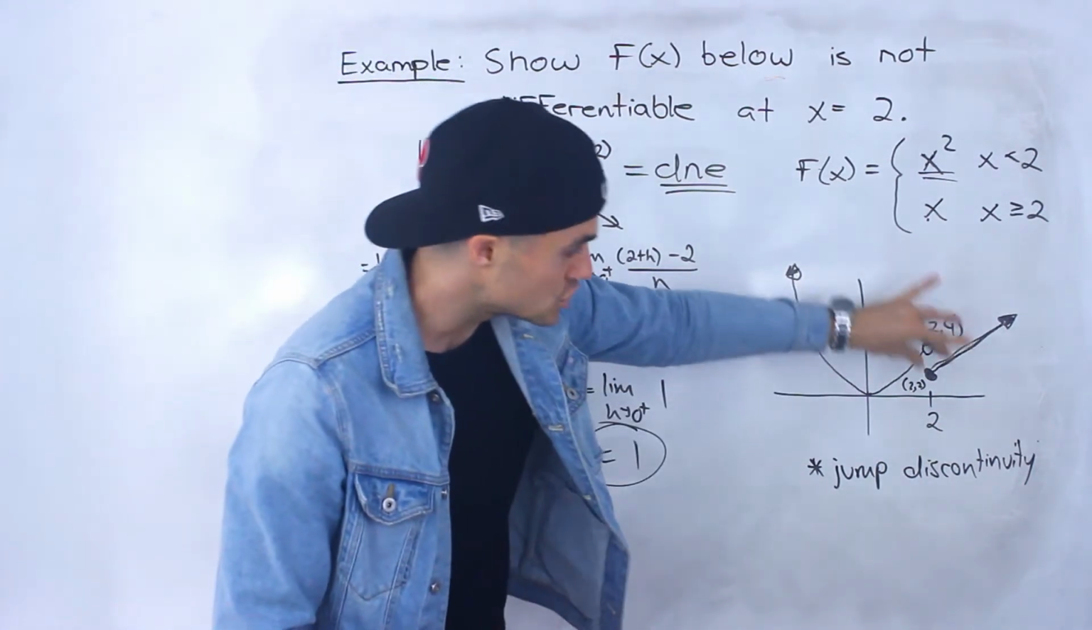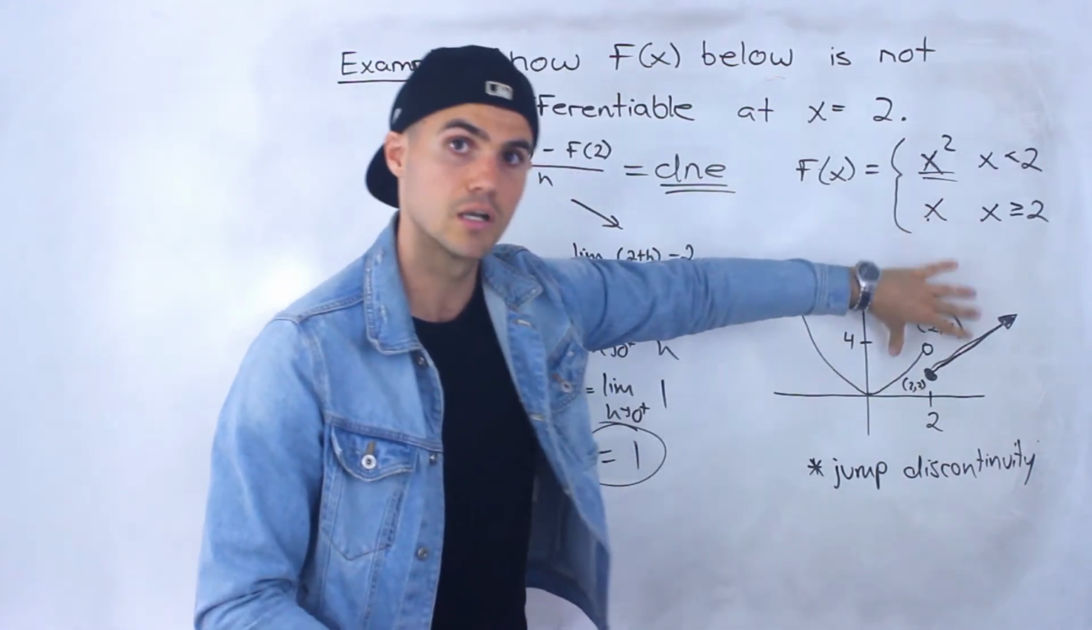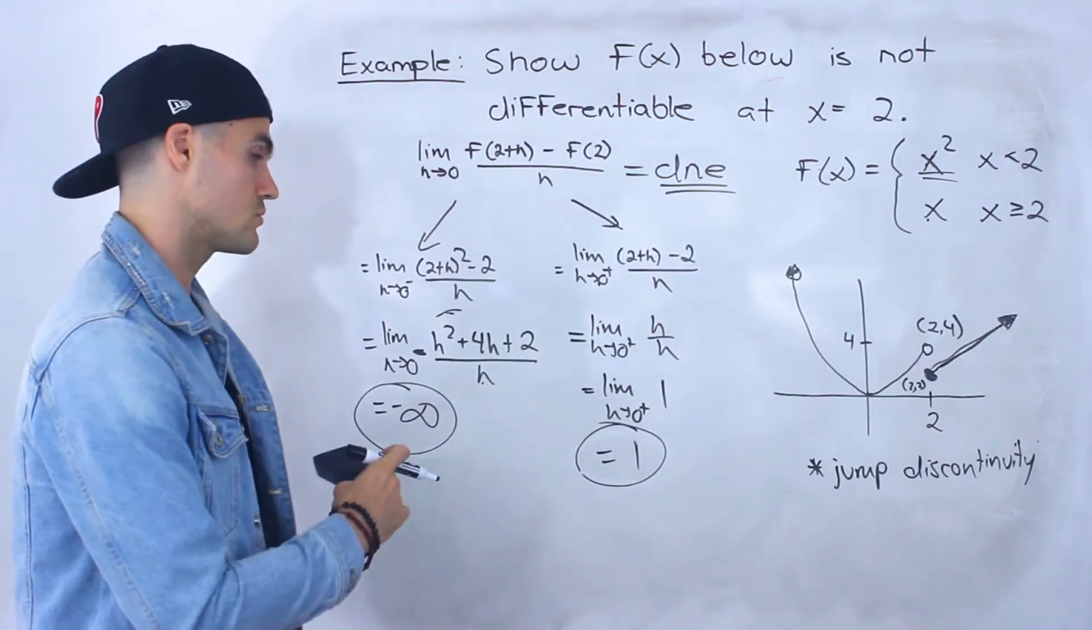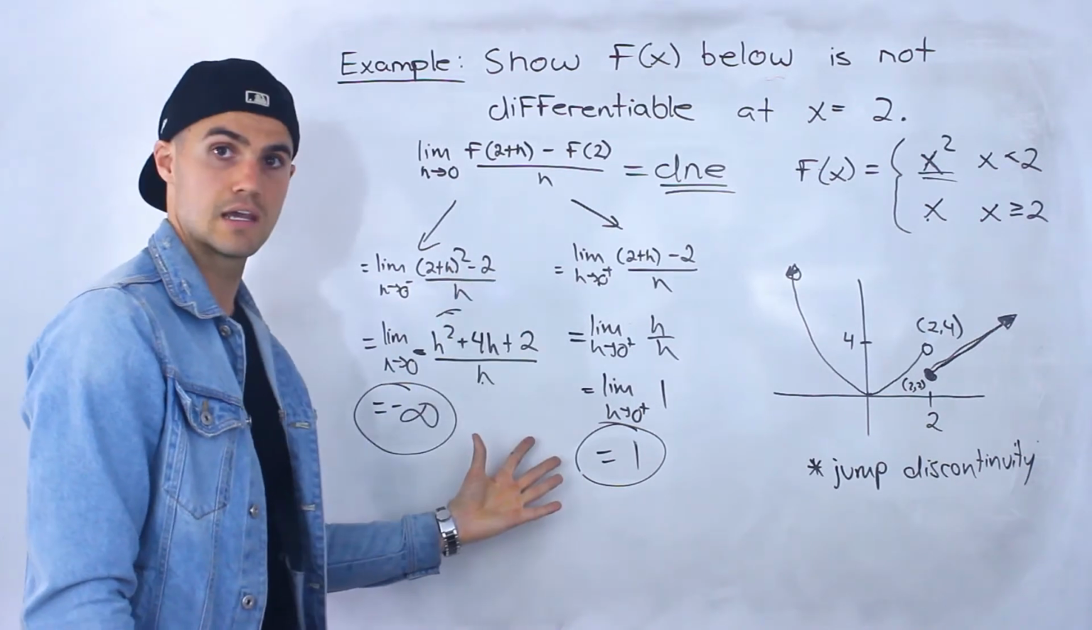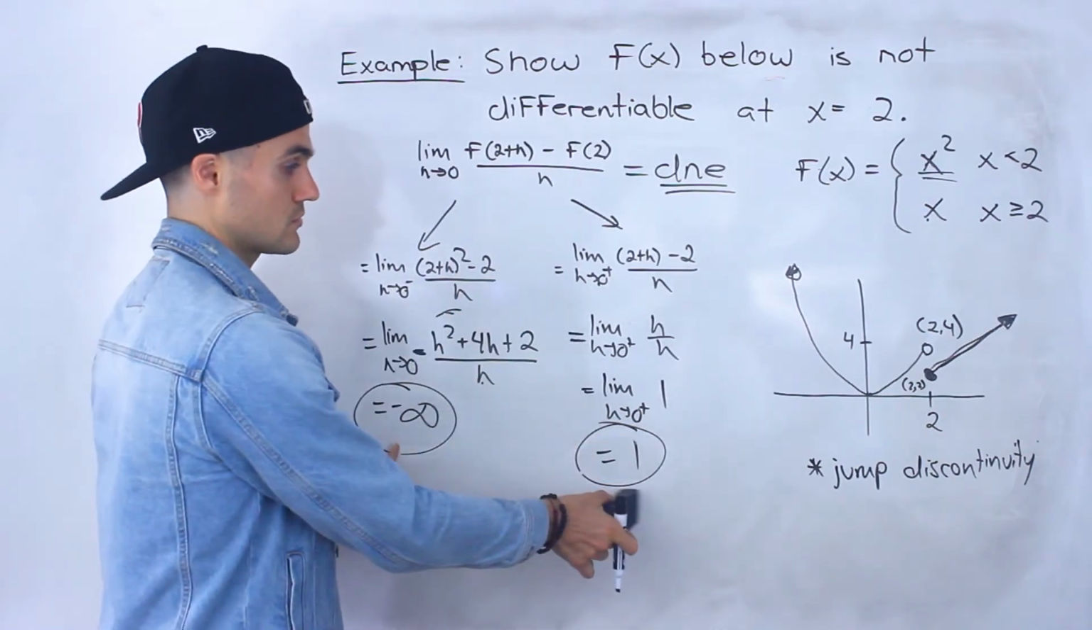So whenever there's this jump discontinuity with separate functions to the left and right of the x value you're looking at, this is how you're going to do it. You've got to show these two limits here.